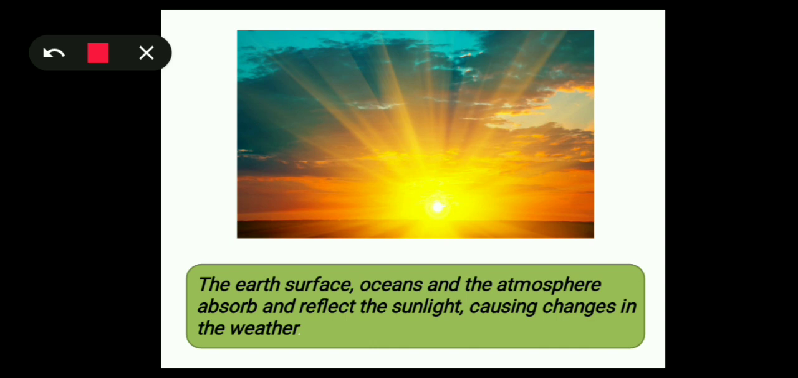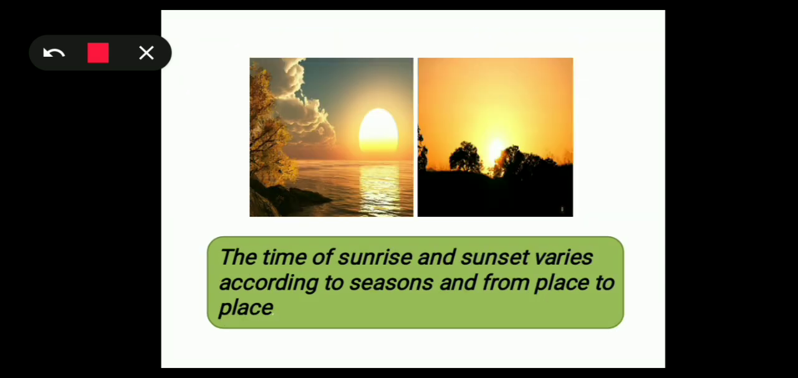Because the earth surface, oceans and the atmosphere absorb and reflect the sunlight. Because of this there are changes in the weather, and the time of sunrise and sunset depends on season, and it is different from place to place. Okay, so that is why when there is morning over here it is night in America, when there is morning in America it is night over here. Because the time of sunrise and sunset depends on the latitude.